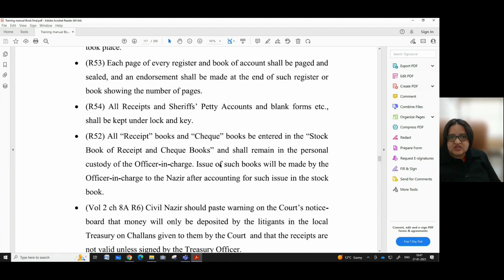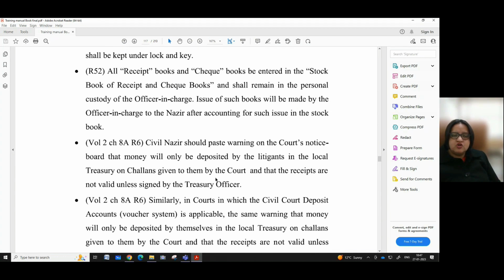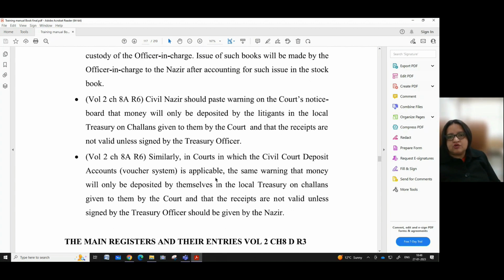Rule 53 says that each page of every register and book of account shall be paged and sealed, and an endorsement shall be made at the end of such register or book showing the number of pages. Rule 54 says that all receipts and sheriff's petty accounts and blank forms, etc. shall be kept under lock and key. Rule 52 says that all receipt books and check books are to be entered in the stock book of receipt and check books and shall remain in the personal custody of the officer in charge. Issue of such books will be made by the officer in charge to the Nazir after accounting for such issue in the stock book.